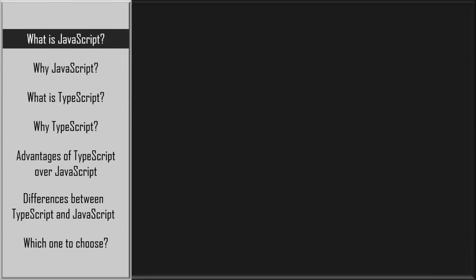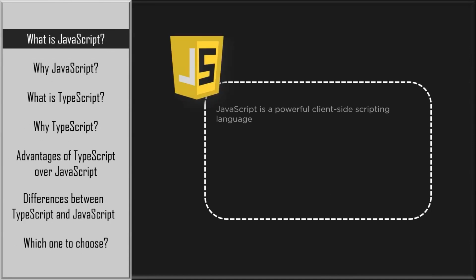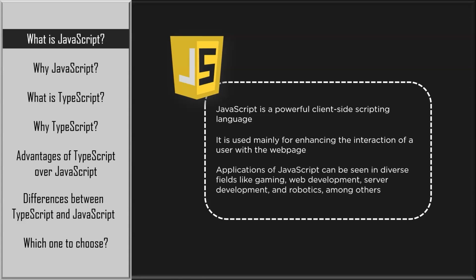First up, what is JavaScript? JavaScript is a powerful client-side scripting language. It is mainly used for enhancing the interaction of a user with the web page. In other words, you can make your web page more lively and interactive with the help of this language. JavaScript is also being used widely in game development, web development, server development, and robotics, among others.